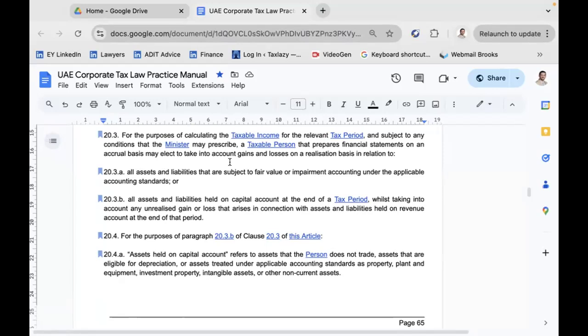IFRS 9 based exchange gains and exchange losses. Let Mujaddid speak. Mujaddid, you were saying, yeah.